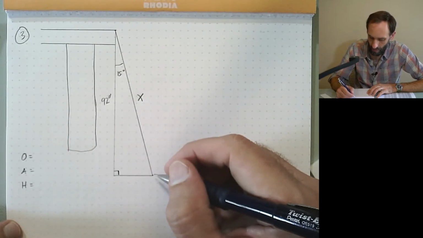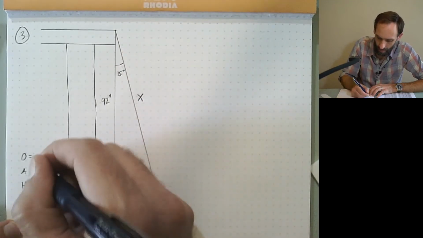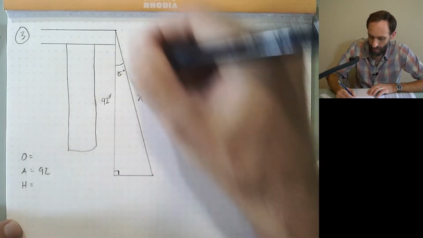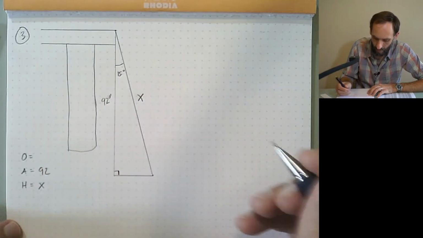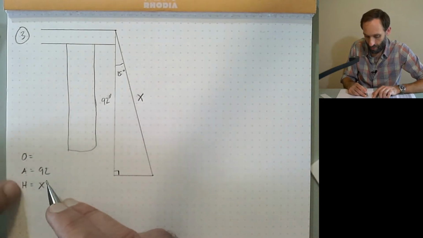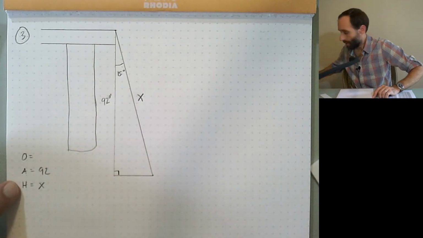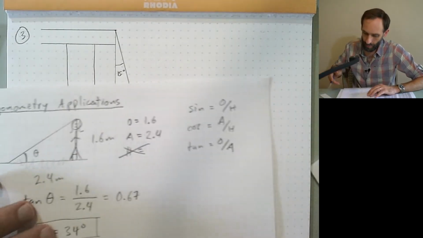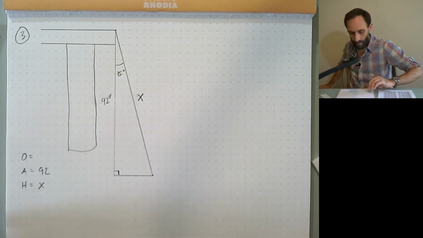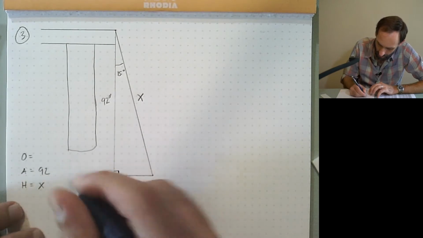So I don't care about the opposite. The adjacent is this 92 inches. And the hypotenuse is x. The hypotenuse is the thing I want to know. So which trig ratio involves adjacent and hypotenuse? Let's go back here and recall. Adjacent, hypotenuse, that's cosine. So I know I'm going to use the cosine here.